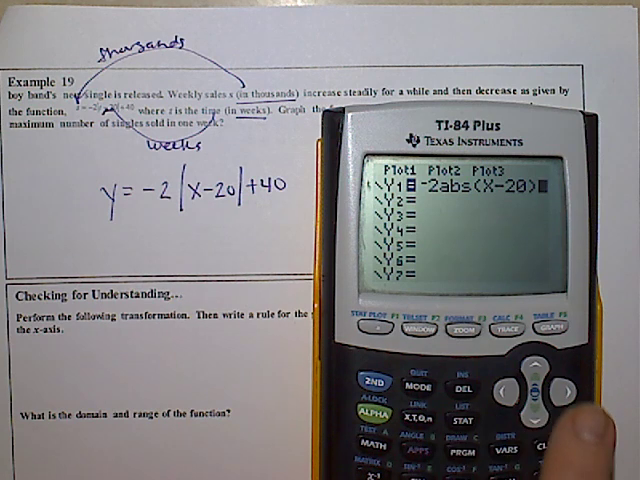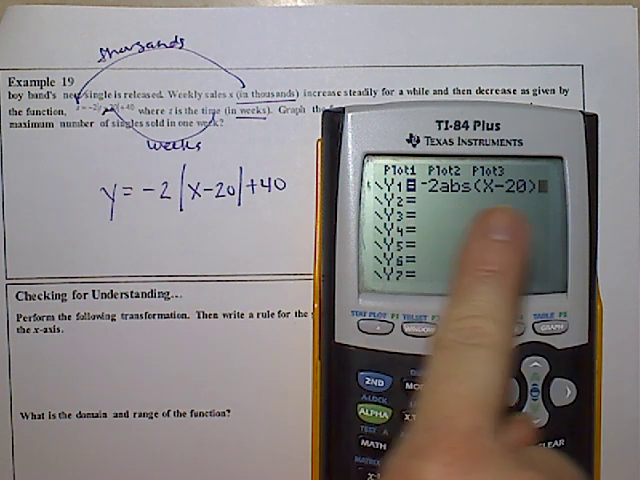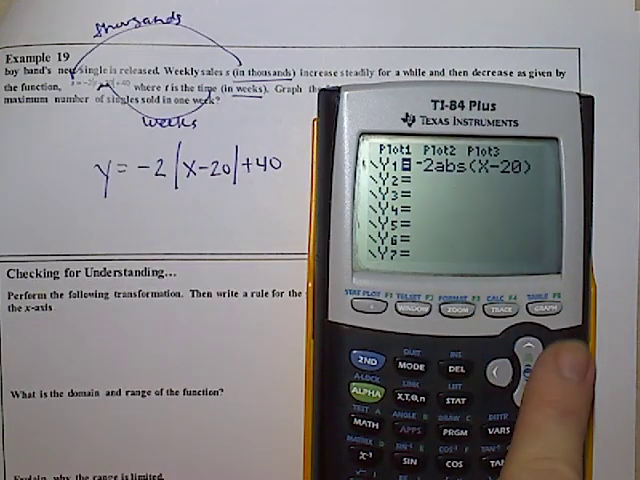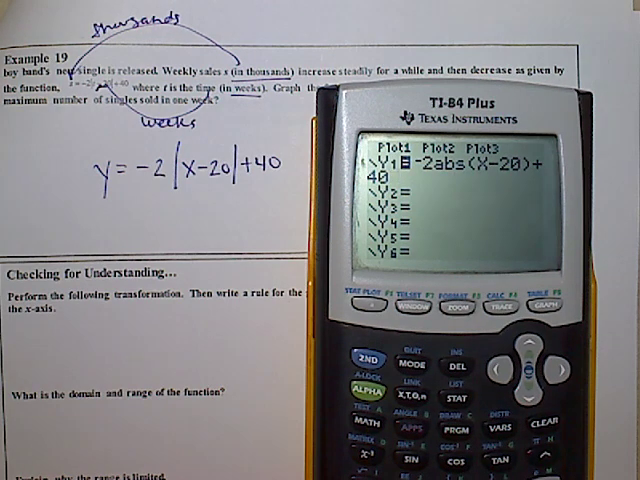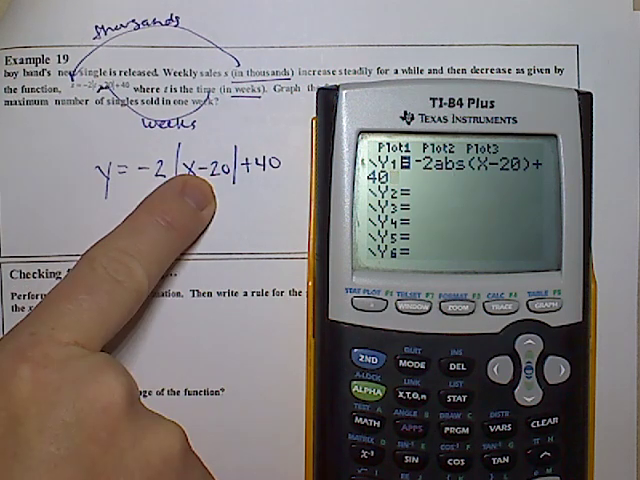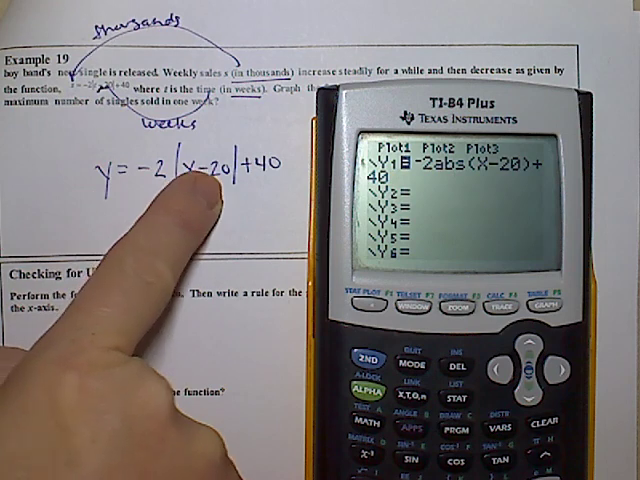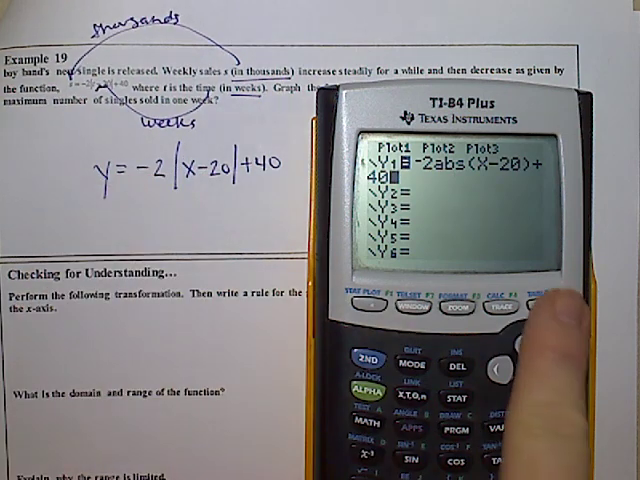Some of you may need to use an arrow to get out of the absolute value. If you have a newer calculator, you may need to use an arrow to get out of the absolute value. And we're going to follow this with a plus 40. Remember, we're going to have an upside down absolute value function. It's reflecting across the x-axis.